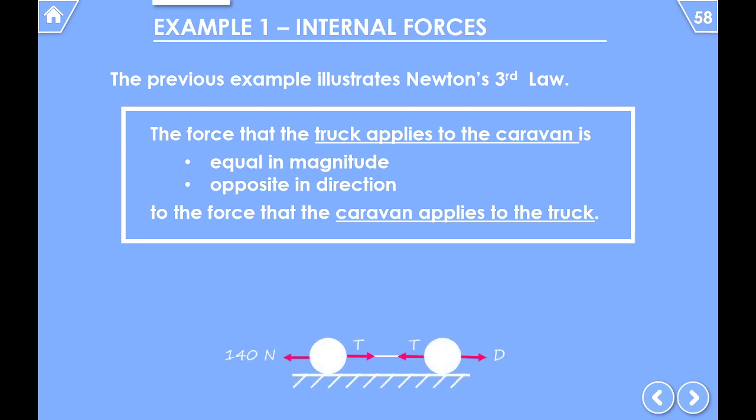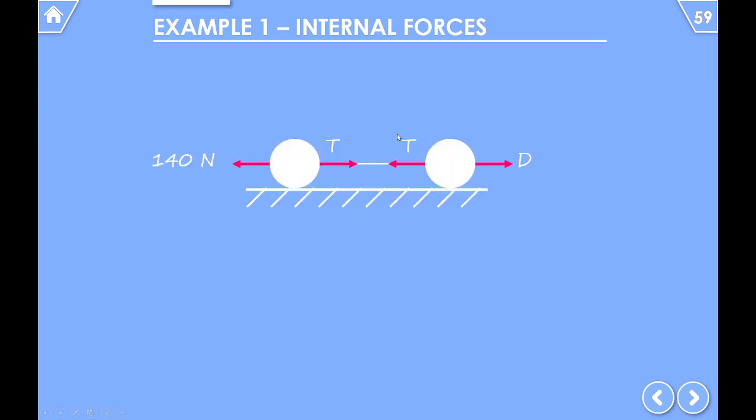So if we were to draw them both on the same diagram, it would look like this at the bottom here. Okay, and so the force T in each one is equal in magnitude, so we can use the same letter but opposite in direction. More specifically, when we have two forces here in between two objects, these forces are called the internal forces.